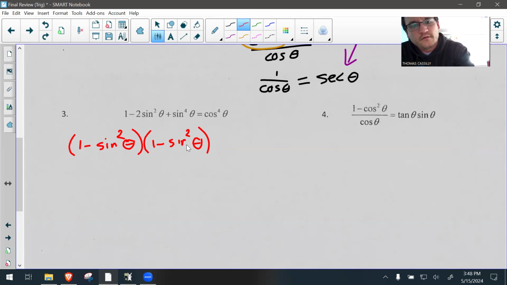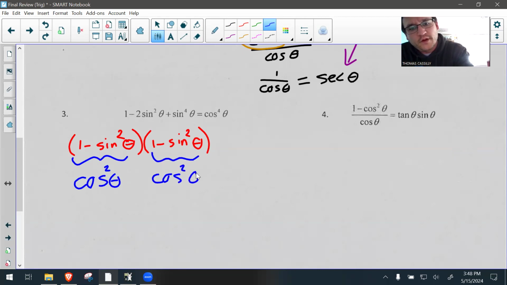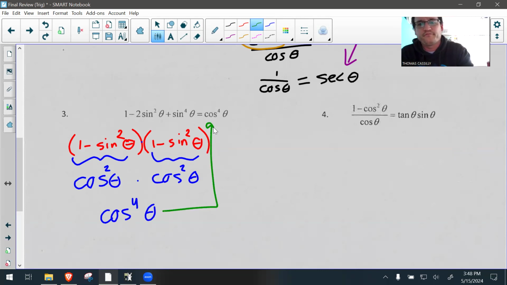Sorry. All right. But from here, we know that this guy equals cosine squared of theta, and this one also equals cosine squared of theta, right? Those two cosine squares are being multiplied together, and that leaves us with the cosine to the fourth of theta. And there we have it. That's what we are trying to get to, and that's what we have.